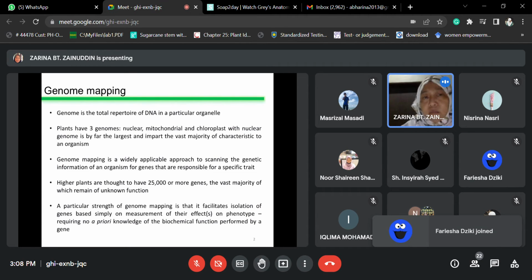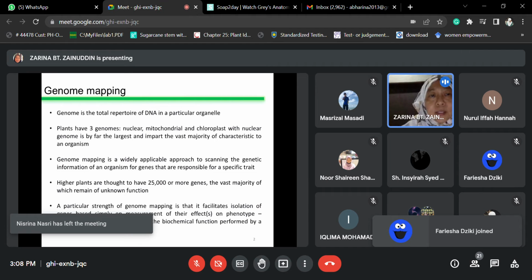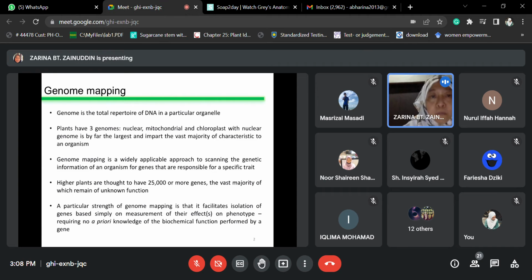Okay, and I think you know that plants have 3 genomes, which are nuclear, mitochondrial, and chloroplast, with the nuclear genome being the largest. It signifies the vast majority of characteristics of an organism. So basically, genome mapping is an approach to scan the genetic information of an organism for genes that are responsible for a specific trait. We want to map the genetic information.